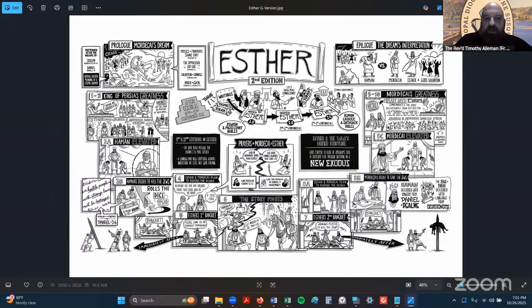There are some Greek additions, like basically there are letters initially from Haman to the provinces of the empire, and from Mordecai and Esther undoing the letters. These things are only referenced in the Hebrew text. The Greek text actually includes the letters, which is how it's longer in the Greek text.